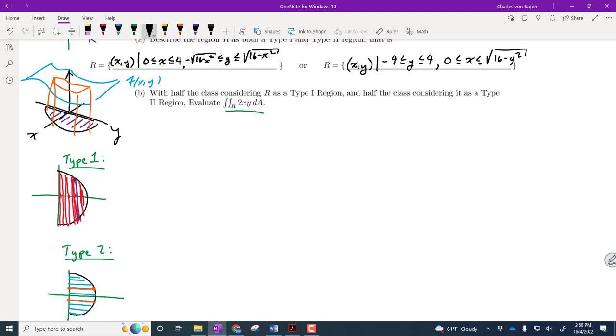All right. So what I'd like to do here is let's go ahead and integrate this first as a type 1 region, and then second as a type 2. I said to do half the class. Let's have you all give it a shot. Just try integrating first the type 1 region. Set up the double integral and give it a shot.